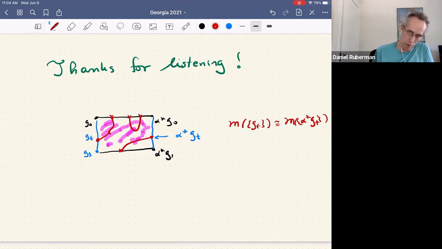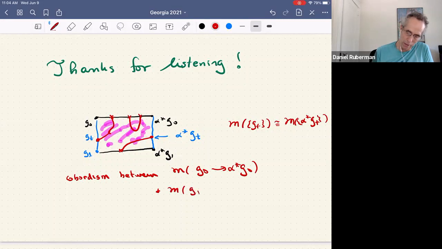So what is this red thing? What I see is that I get a cobordism between the moduli space of the... yeah, sorry, I know this actually has a notation, but I don't want to get confused between my S's and T's, and the moduli space that interpolates between G1 going to alpha star of G1. And so therefore the count at the top is the same as the count at the bottom.